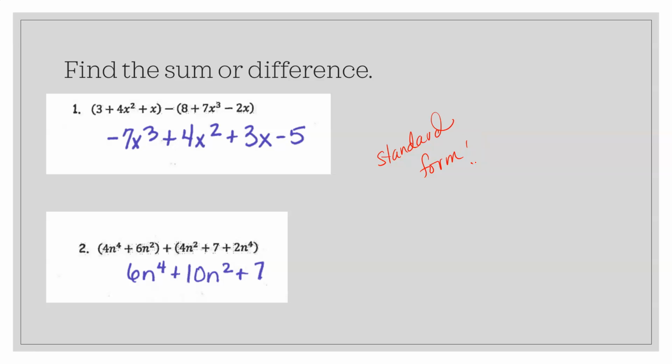Number 2, 6n to the fourth plus 10n squared plus 7. We're adding those so nothing happens. You just combine everything that's like.